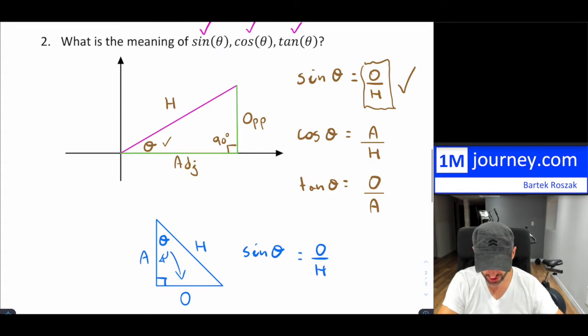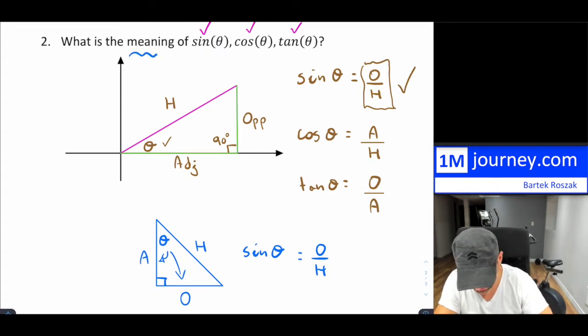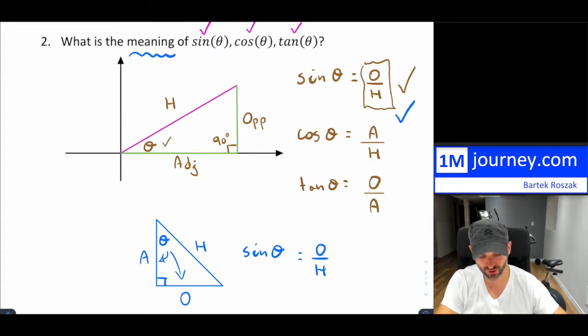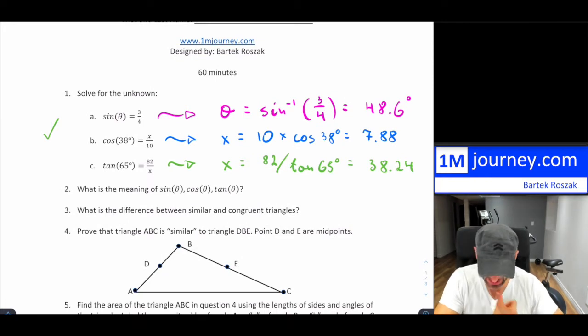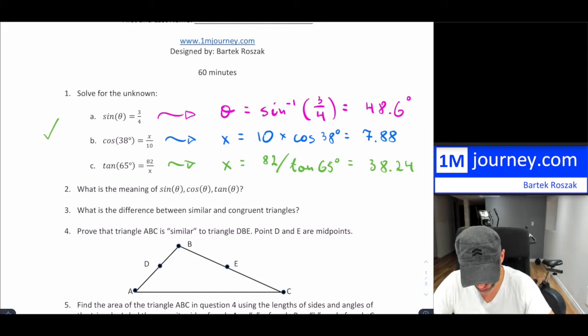Okay, so that's question number 2, and that's the meaning. So the meaning is the ratios that are created between the lengths of sides, and how they relate to your angle. Now, let's take a look at question number 3. What is the difference between similar and congruent triangles? So we have similar and congruent triangles.